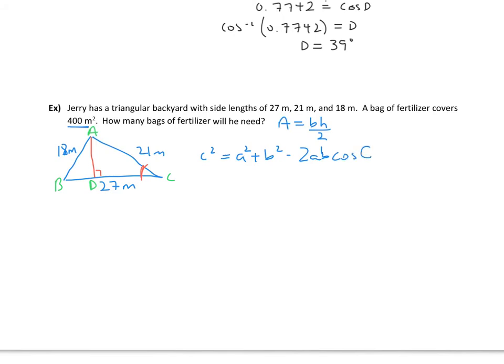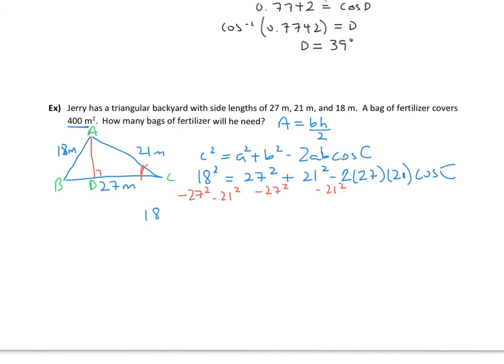And then I'm going to fill in what I know. I know side C is across from angle C, and it's 18. Side A is across from angle A, it's 27. Side B is across from angle B, which is 21. So I'm filling in these numbers very carefully here. And what I'm going to do now is solve this for angle C. So the first thing I want to do is get rid of the 27 squared and the 21 squared from both sides, which means I will end up having the 18 squared minus 27 squared minus the 21 squared.